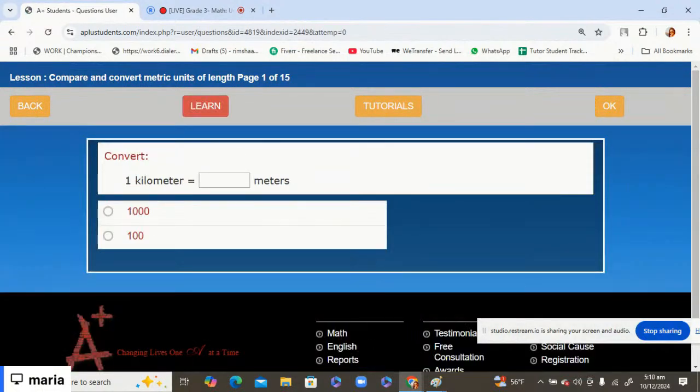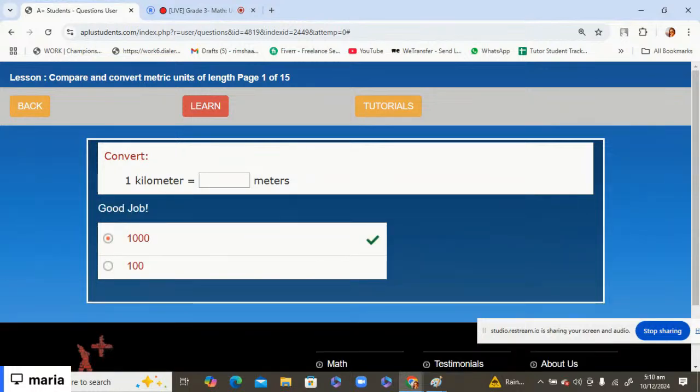now let's do the test questions. 1 kilometer is equal to how many meters? I already told you this. 1 kilometer is equal to 1000 meters. Okay, kilo means 1000. You need to remember that. Kilo means 1000, so we are putting 1000 here. Let's go with this, and this is the right answer.